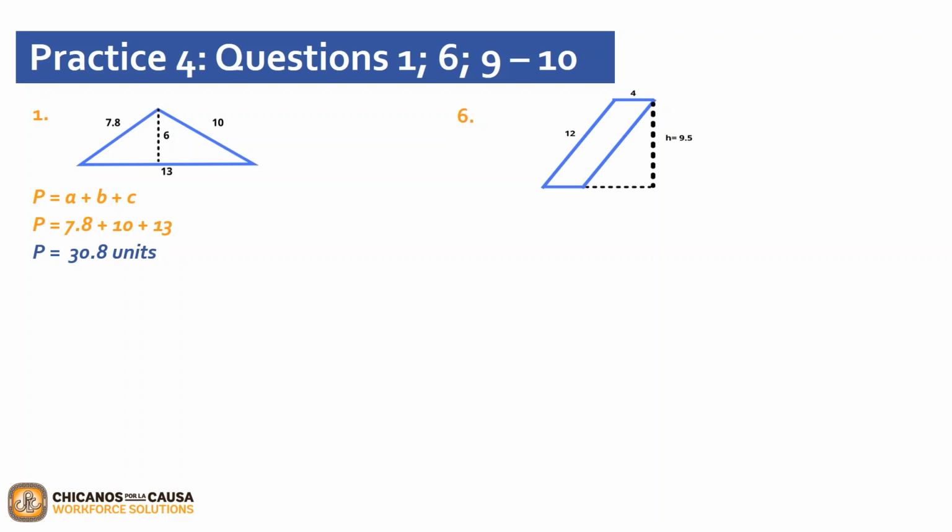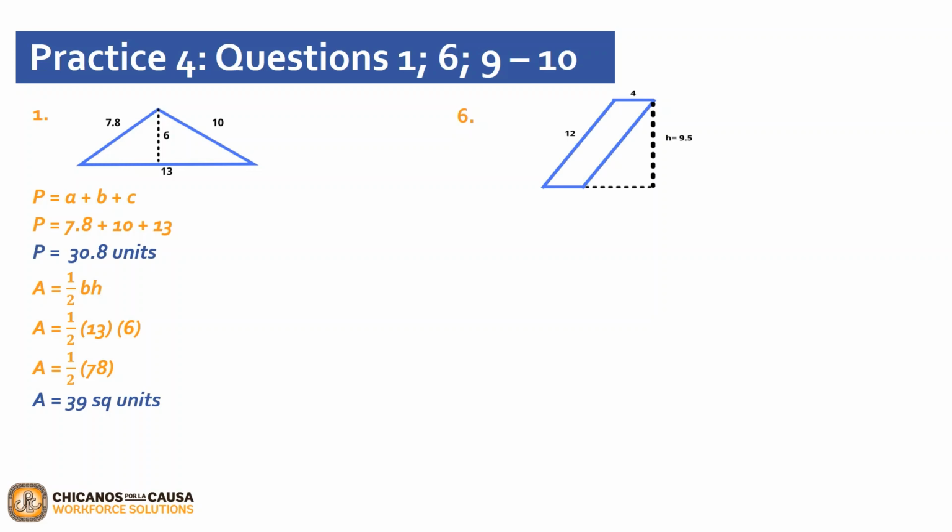Now let's calculate the area. The area of a triangle is 1/2 times its base times its height. At this time, we are going to use the 6, which is the height. Remember, the height goes from one vertex to the base in a straight line. So it's base times height: 13 times 6 gives us a total of 78. Then we multiply that by 1/2, which yields a result of 39 square units.